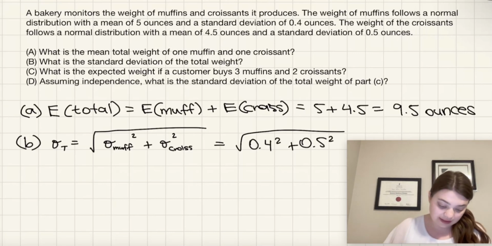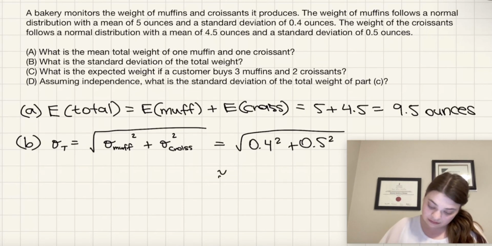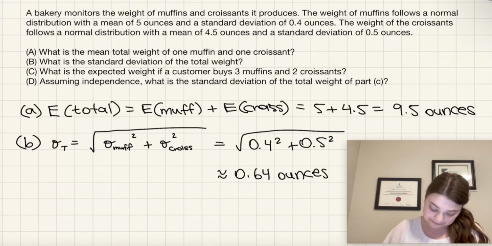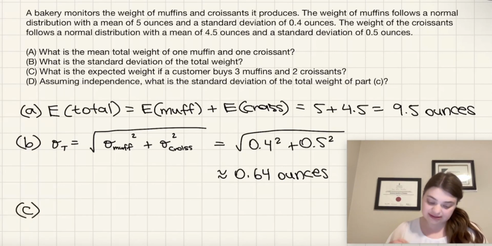And then if we plug that in our calculator, we can get that that is approximately 0.64 ounces. We're not going to be able to get something exact, but that is okay. This approximation is good enough. Okay, let's move on to part C.